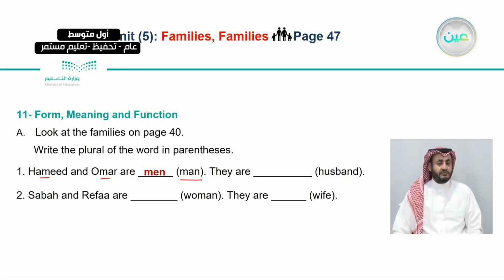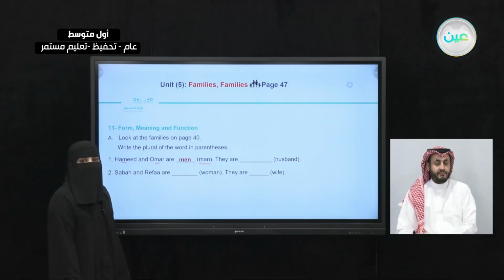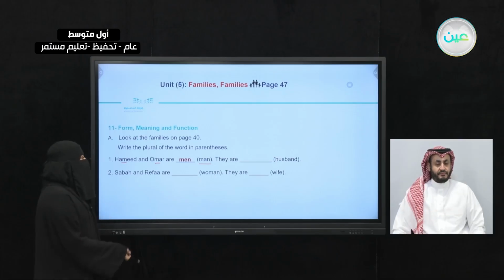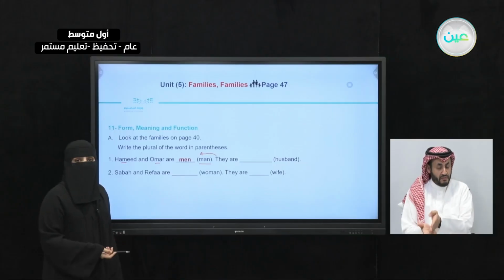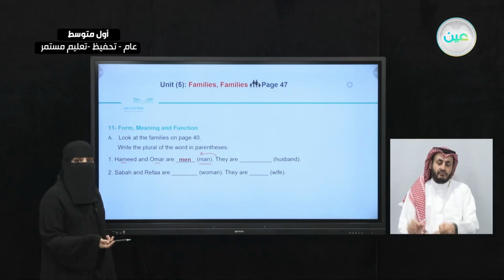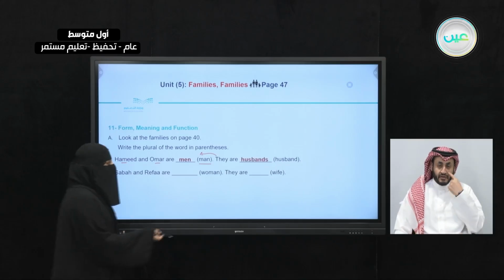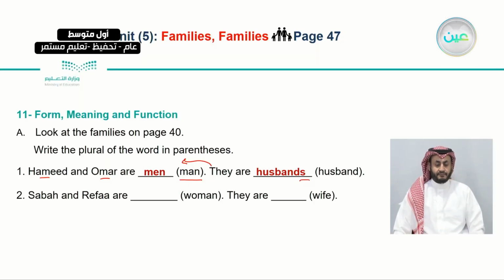Period. They are, I'm talking about whom? I'm talking about Hamid and Omar. They refers to them, right? So they are more than one. Husband, is it a regular or irregular? Good job. It's a regular. So I add the S and that's it. Husbands. I didn't change the form of the word.